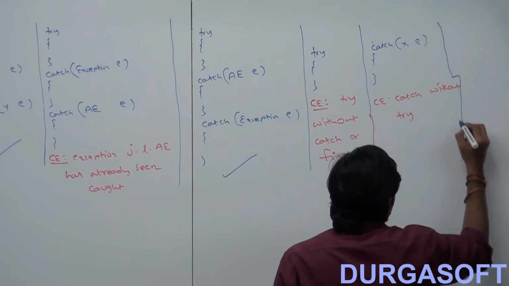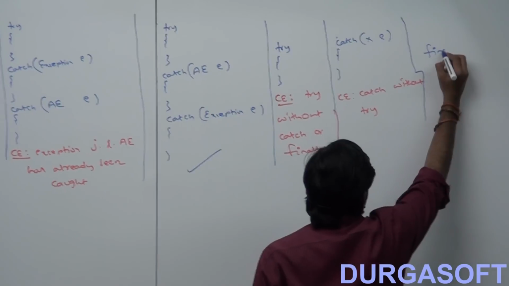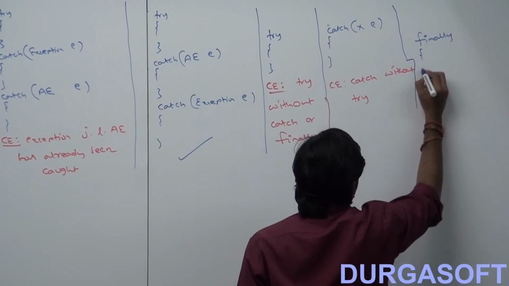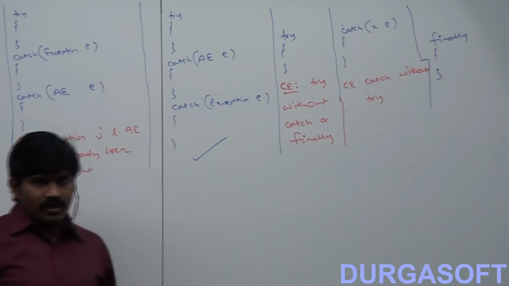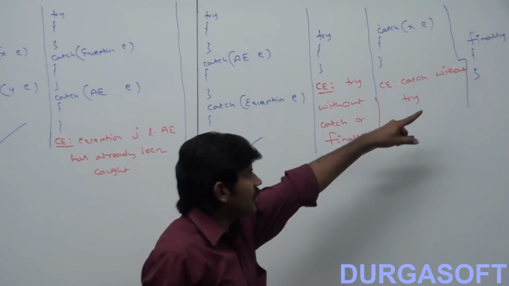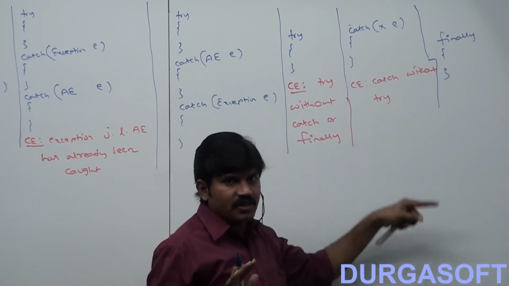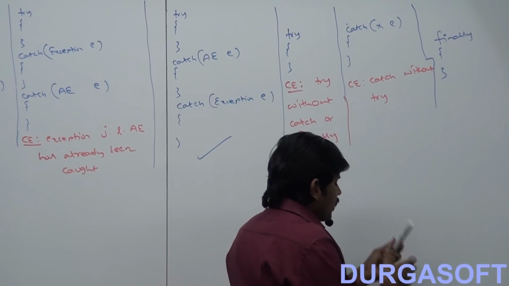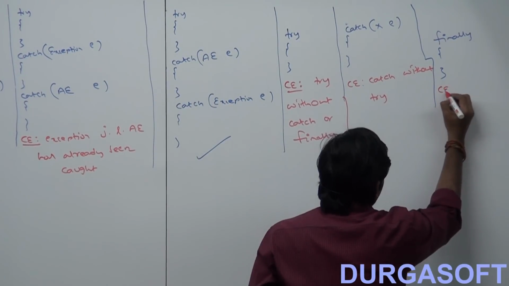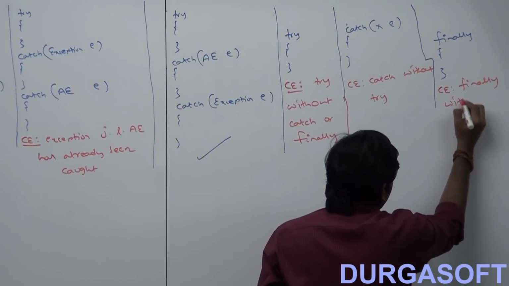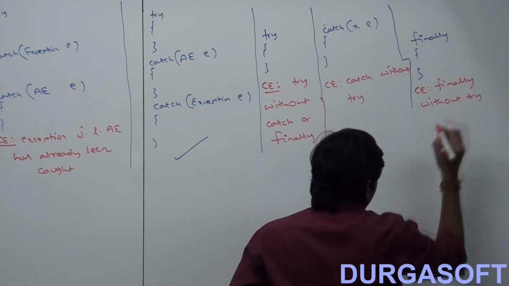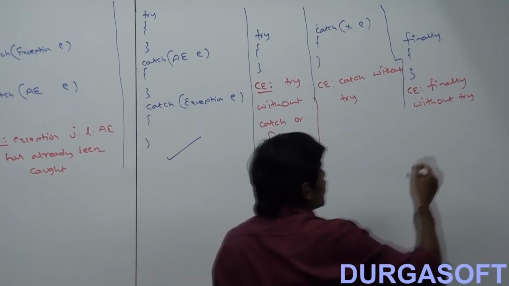Next, another worst combination: a finally block. Is it valid or invalid? Only finally. Try I am not taking, catch I am not taking, only finally block. Is it valid or invalid? Immediately the compiler says finally without a try. Finally without a try itself is the compilation error, right?